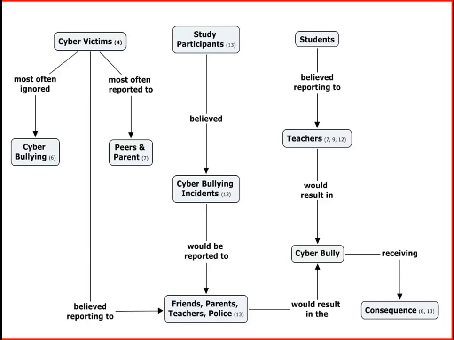75% of participants believe that cyberbullies would receive some sort of consequence for their action if the incidents were reported to friends, parents, teachers, or the police. Relating specifically to students, 83% of them believe that teachers could stop cyberbullying when informed. One of the characteristics of cyberbullying is that it is rarely disclosed. The most commonly used strategy by cyber victims was to ignore the cyberbullying. When cyber victims do report, they do so most often to peers and parents.